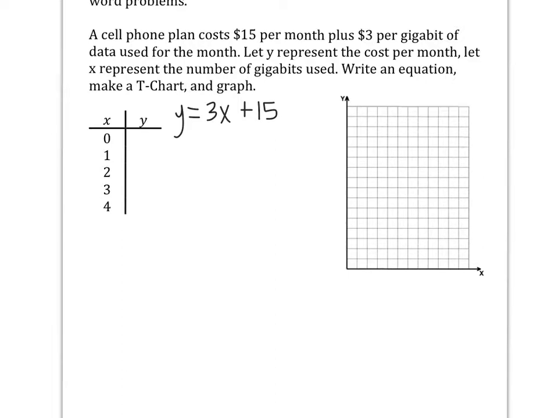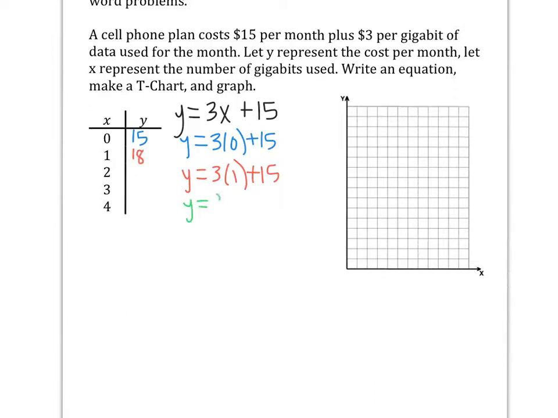So now that we have our equation, we need to create a t-chart or a table and then graph. So I'm going to plug in the values for x and find my output y. If I plugged in 0, y equals 3 times 0 plus 15. Well, 3 times 0 is 0, plus 15 is 15. Now if I plug in 1, y equals 3 times 1 plus 15. 3 times 1 is 3, plus 15 is 18.